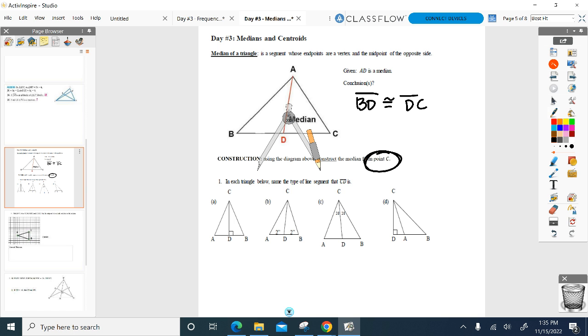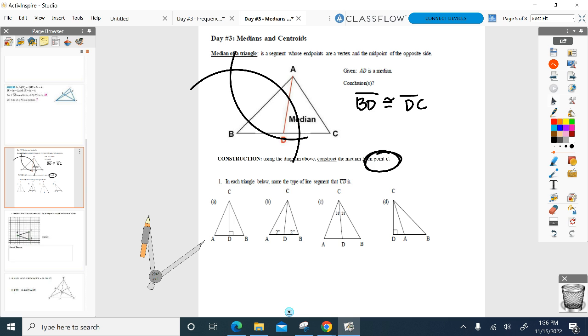Good, John. So we're going to take our compass, put it on B, or A, and open it wider than half. Open it up more than half the length. We're going to make a decent size arc. And then we're going to go over to A and make that same decent size arc. So they intersect in how many spots? Two points of intersection, not one.